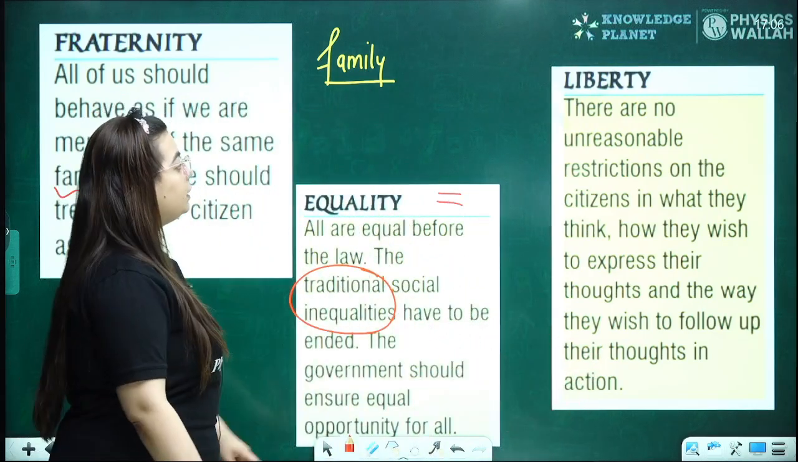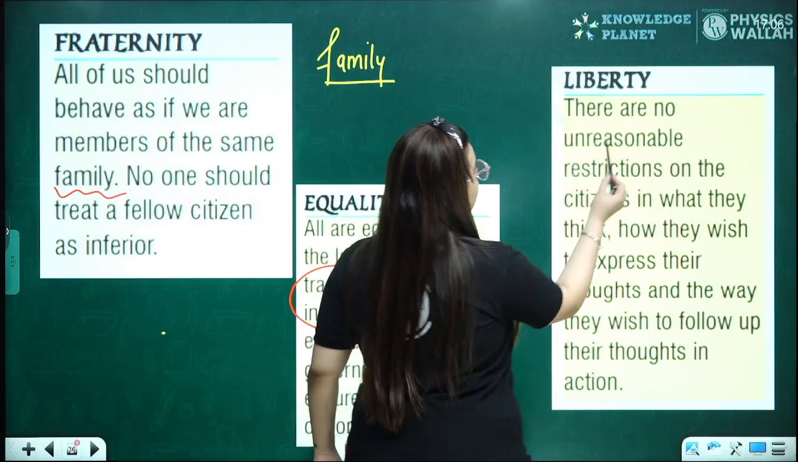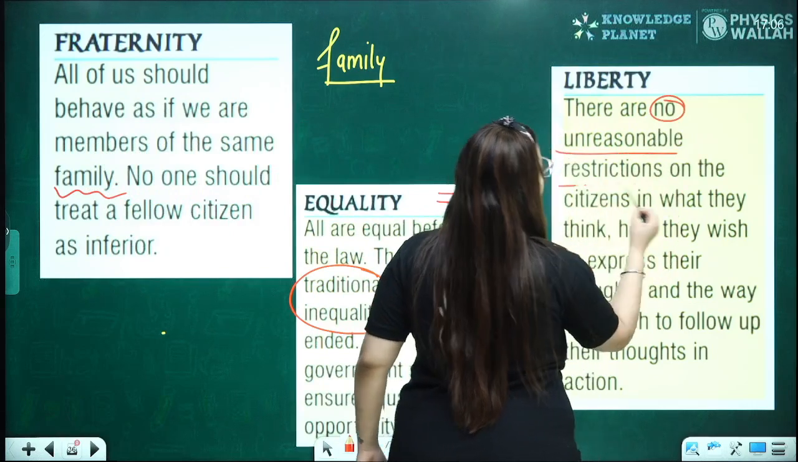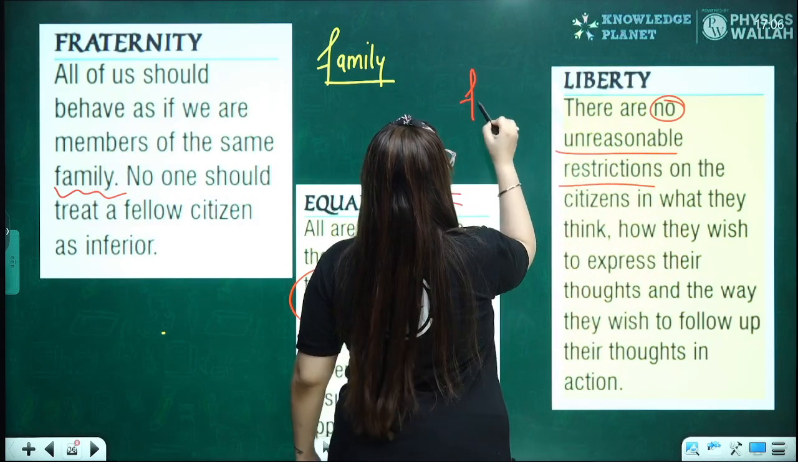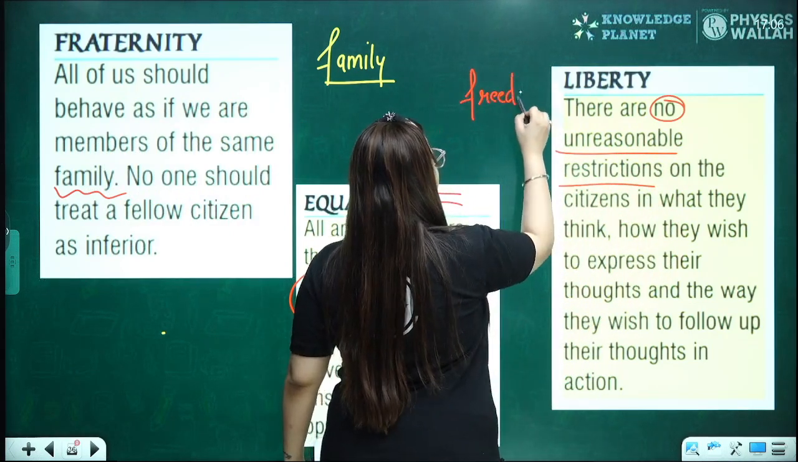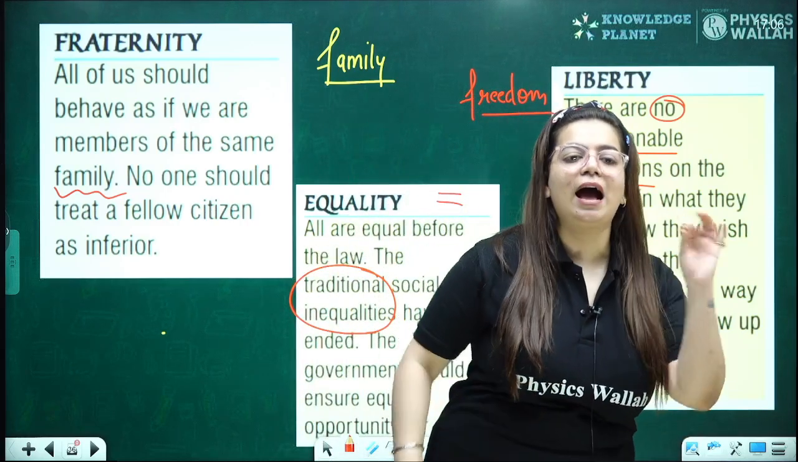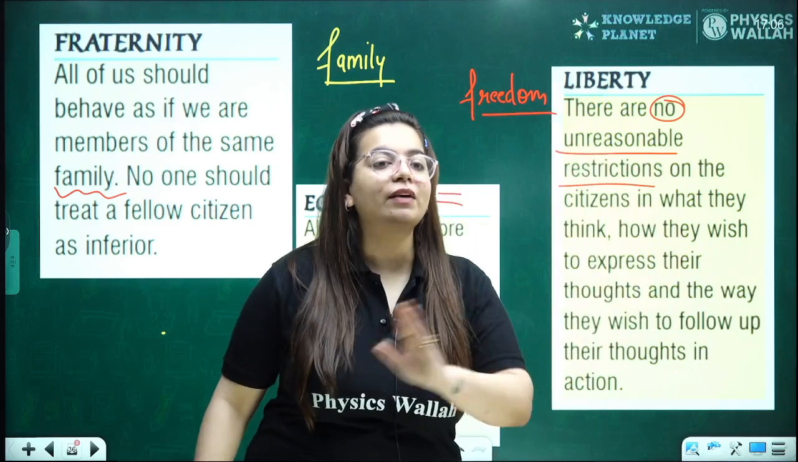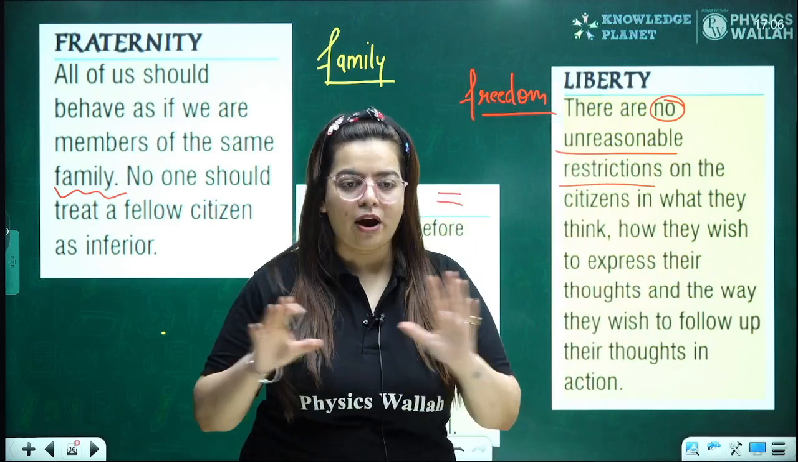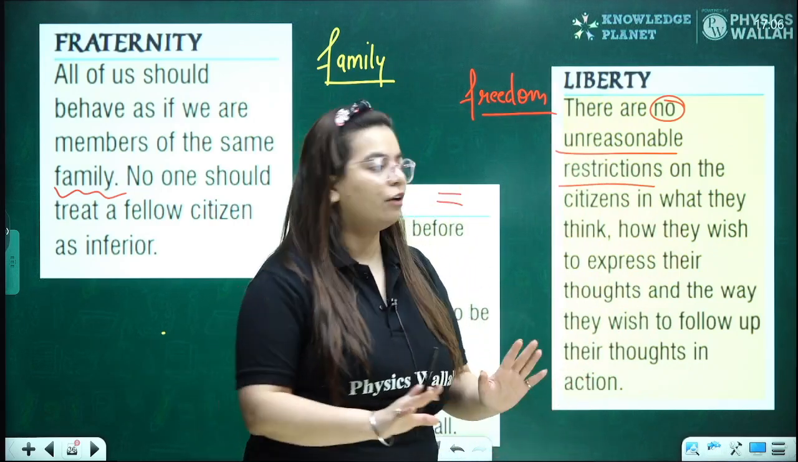Then we have liberty. There are no unreasonable restrictions. The constitution is giving freedom, whereby there are reasonable restrictions, restrictions which have a reason. We are not giving unreasonable restrictions. There is no unreasonable restriction. You have liberty, you have freedom.